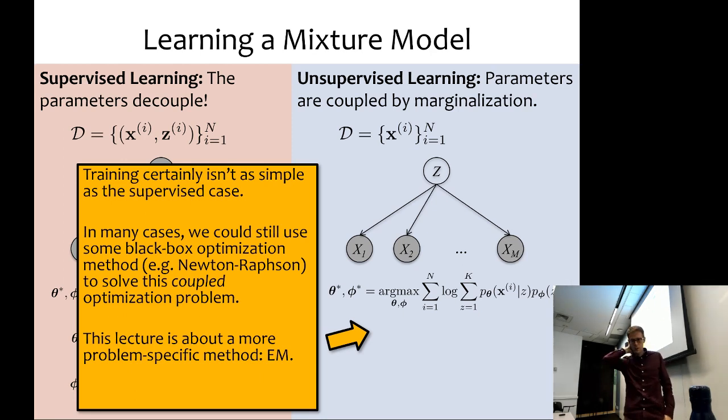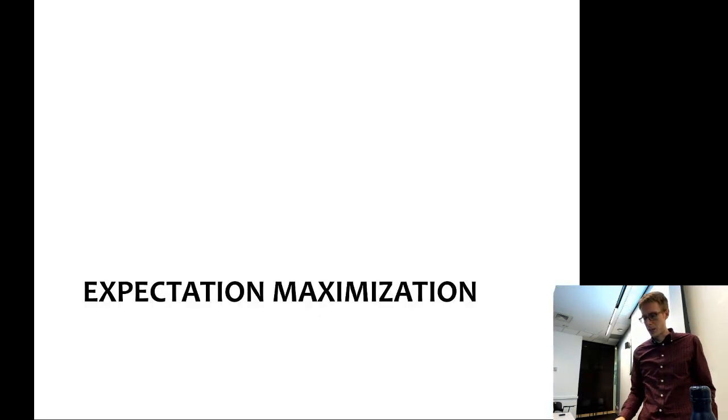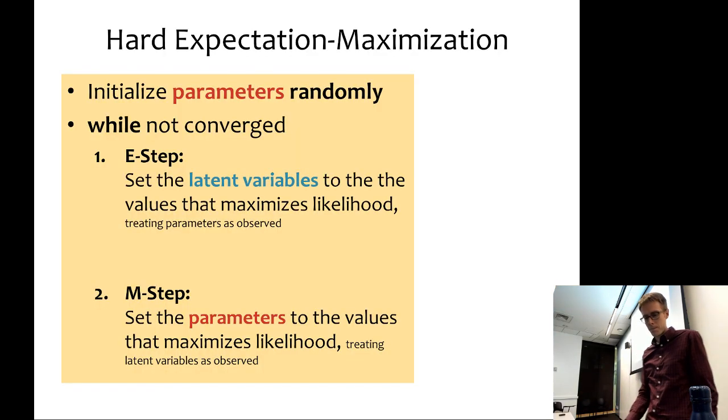So if you just write down this objective function, there's actually lots of ways that you could optimize it, like stochastic gradient descent, for example. But a really common way of optimizing it is the expectation maximization algorithm. And that's what we're about to talk about here, just very briefly before we move on to variational EM.